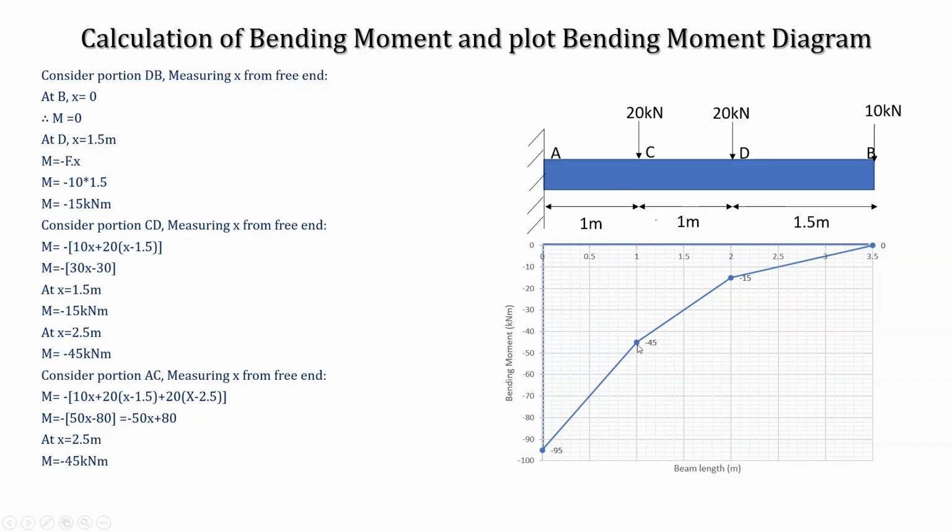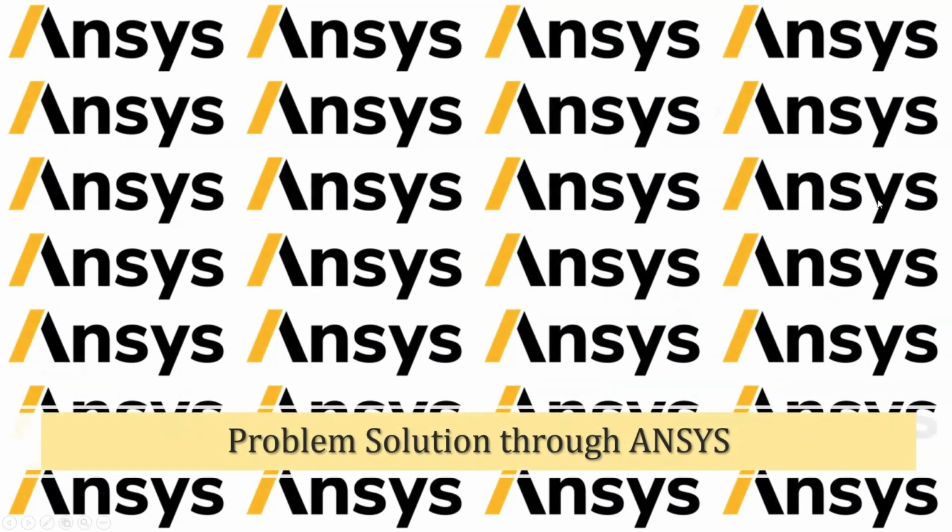Okay, so it extends to the total length of the beam, which is equal to 3.5 meters, and the bending moment now is equal to minus 95 kilonewton meters. So this is the magnitude of the bending moment at the salient points A, C, D, and B as shown in the figure. So now we have solved the problem statement using the strength of materials approach. We have computed the values of the reaction forces, shear force, and also the bending moment. So now it's time for us to understand how the stress analysis could be performed using ANSYS APDL.